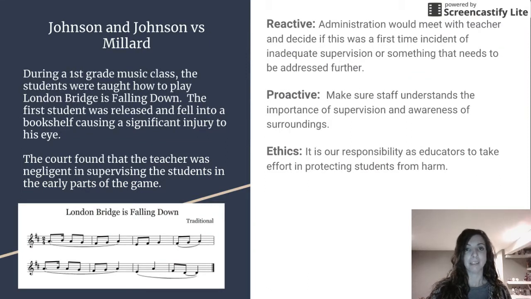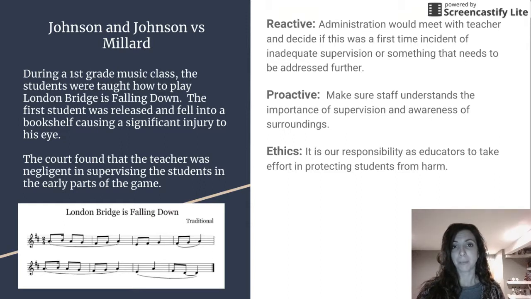After going through some cases, the first one I looked at was a first grade music class, and the students were taught by the teacher how to play London Bridge is Falling Down, where the students linked arms and had another student in the middle during the music. The first student was released and fell into a bookshelf, causing significant injury to his eye. The court found that the teacher was negligent in supervision because the students were in the early part of the game and they were first graders.